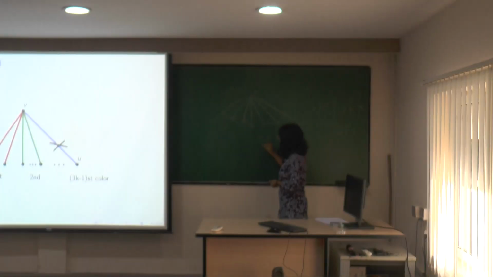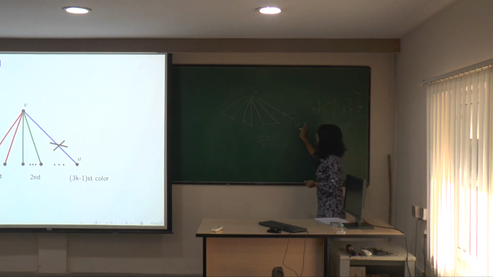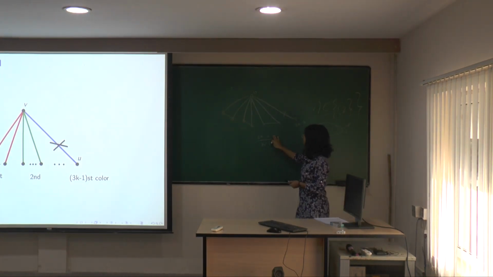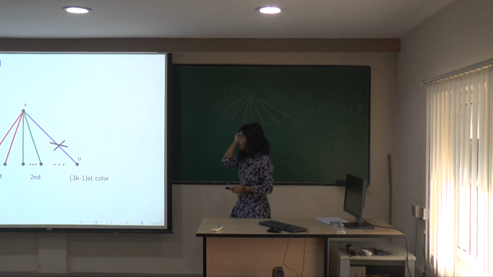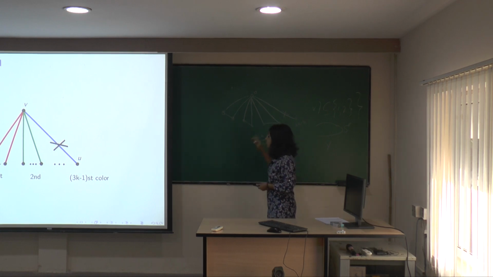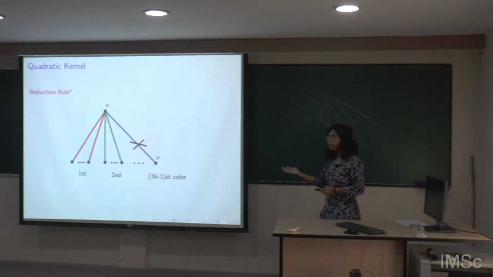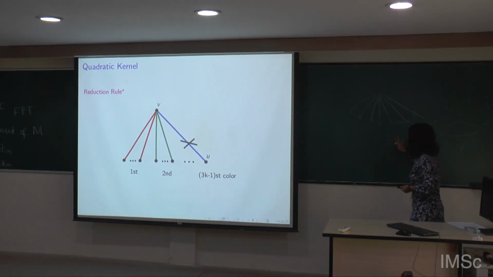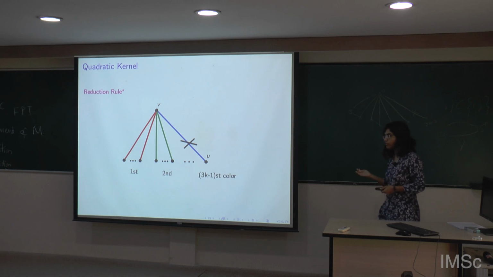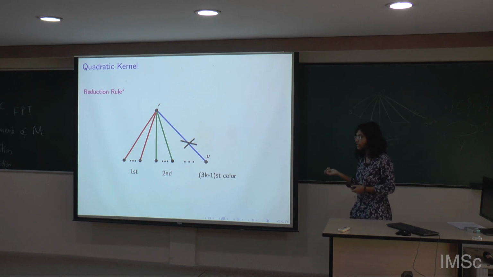And how many colors have I used? I have also used k minus 1 colors, so I also take out k minus 1. If you take out 2k minus 2 and k minus 1, you will still be left with one edge and one color that has not been used. So I can add that edge to this solution, and I'll get a new colorful matching. So this reduction rule is correct.